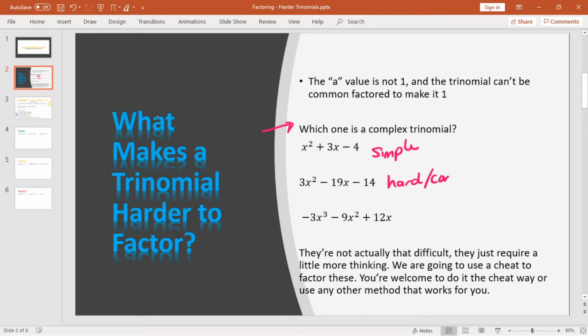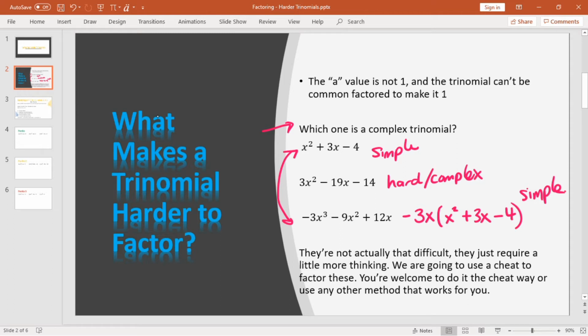or complex trinomial. And looking at my third one, I have -3, -9, and +12. I also have too many x's, but there's common factors here. So always getting that leading term without a negative, I'm going to factor out -3. I can factor out an x, and I'm left with x squared plus 3x minus 4. So the same as the first one, just in disguise. So this one is actually simple as well. Just have to look a little more carefully.